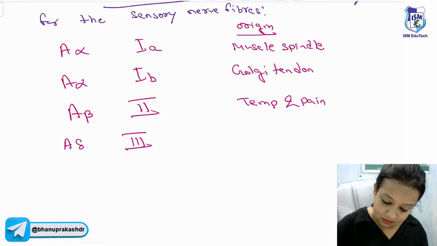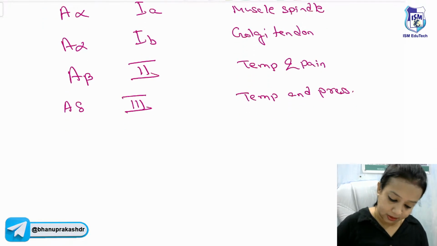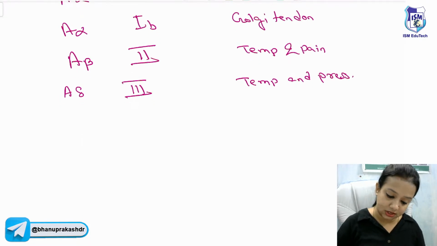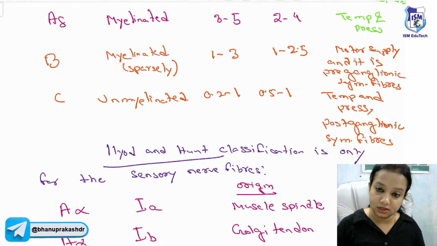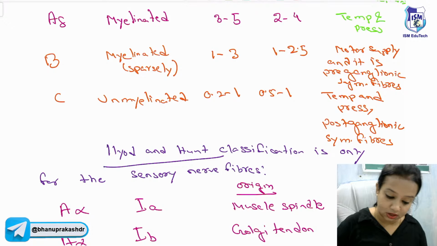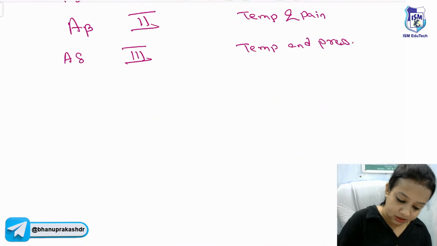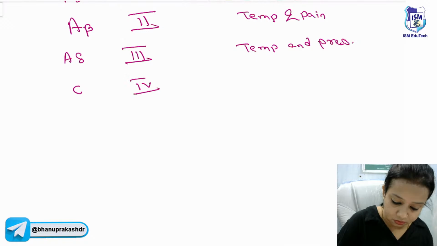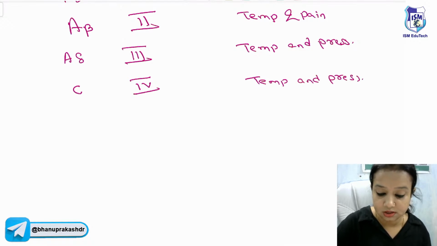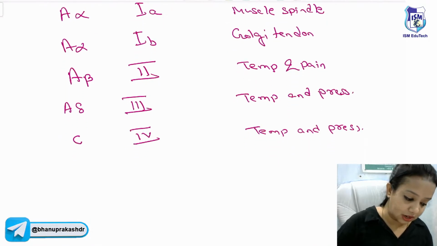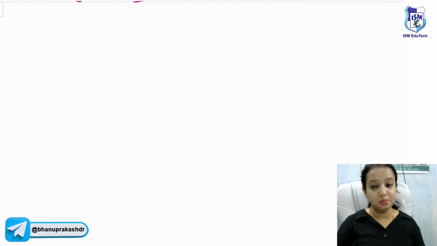It senses temperature and pressure. Okay, pressure in the form of pain also you can say. And here B, which is the preganglionic sympathetic fiber, has not been taken into account, whereas C is classified as 4, and what does it sense? It also senses temperature and pressure. So this is both ways of classification of the nerve fiber.